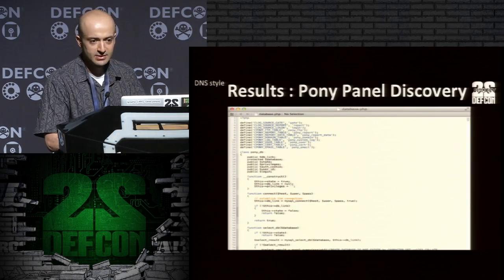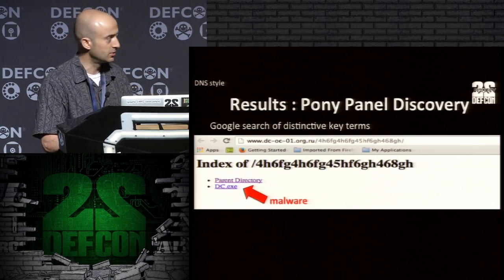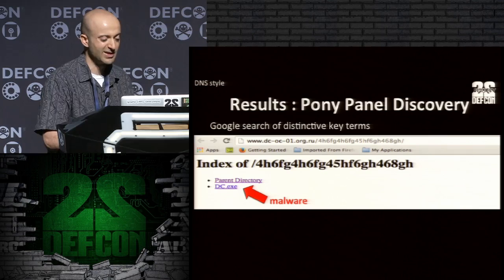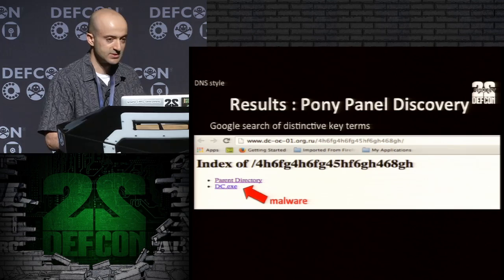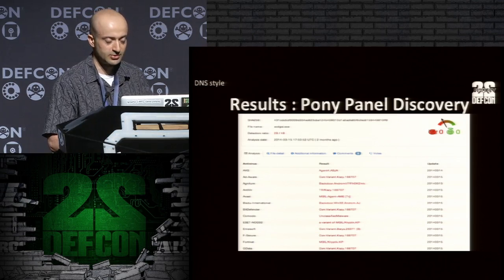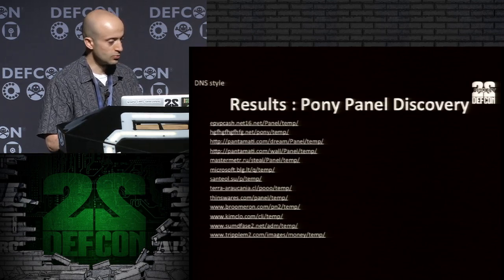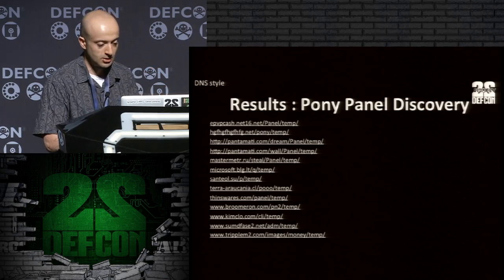Now, the next thing we did was to search for some keywords we found on the panel and try to find anything related or similar. And we found this website that is hosting another piece of malware, and this one happens to be an Andromeda botnet malware. And then we looked for more websites having the same structure as the original panel.